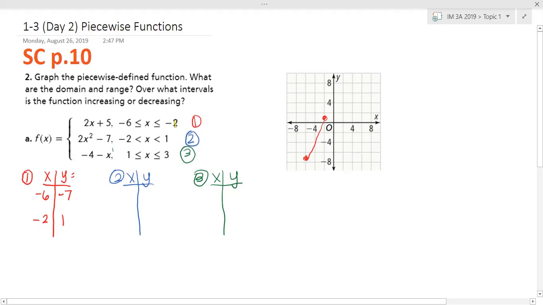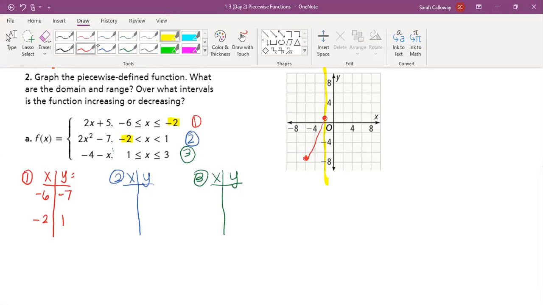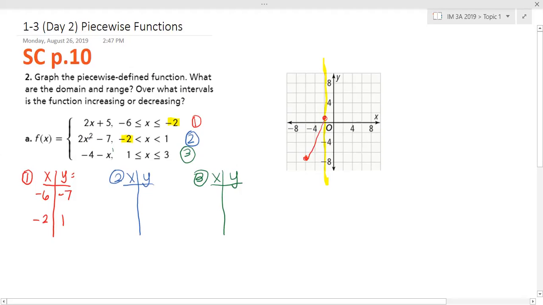So notice that this domain ended at -2. Our next domain starts at -2. So this line is one of the few places where I might have 2 points. I know that my graph is going to be on the other side of that line from where our first piece was. This is really breaking our grid up into 3 different pieces because we have 3 different functions. What's different about this one is that we are now graphing a parabola because we have an x squared.